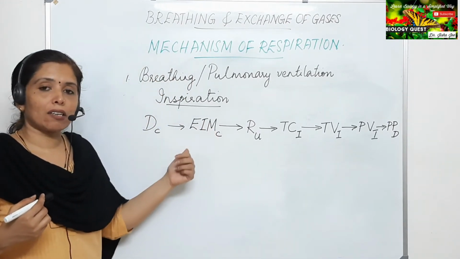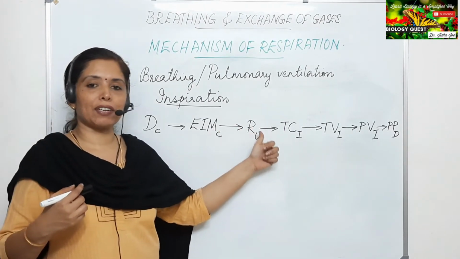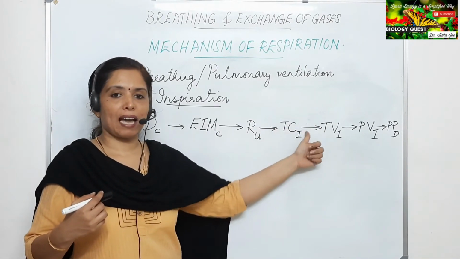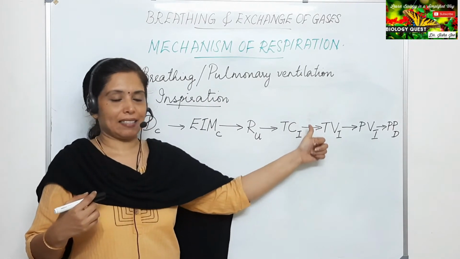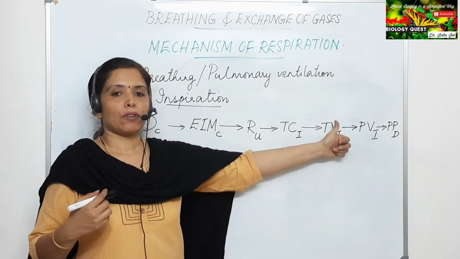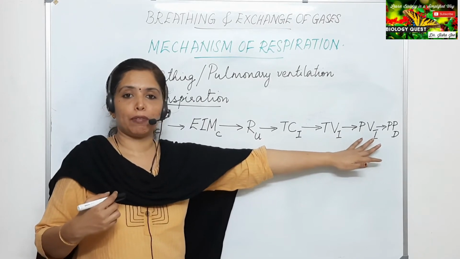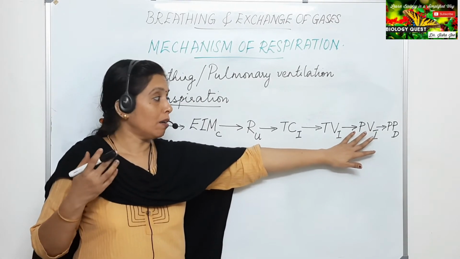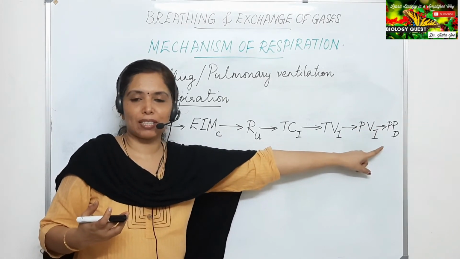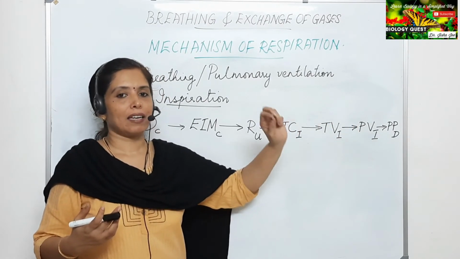The external intercostal muscles contract, and as a result, what happens? The ribs and the sternum move upwards. So what will happen to the thoracic cavity? Thoracic cavity increases in size. So what will happen to the volume of the thoracic cavity? Thoracic volume increases. What will happen to the volume of the lungs? The pulmonary volume also increases. So what will happen to the pressure inside the lungs? The pressure decreases. Pressure inside the lungs decreases.